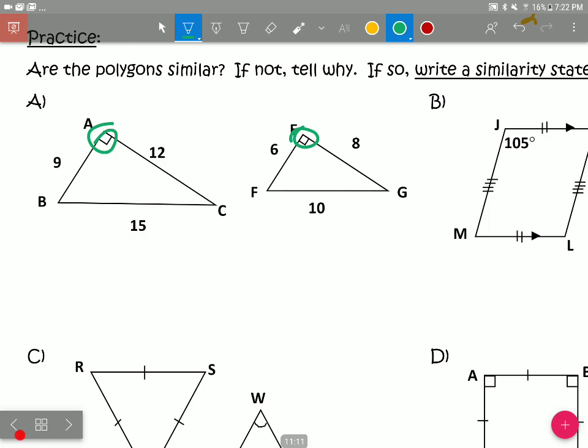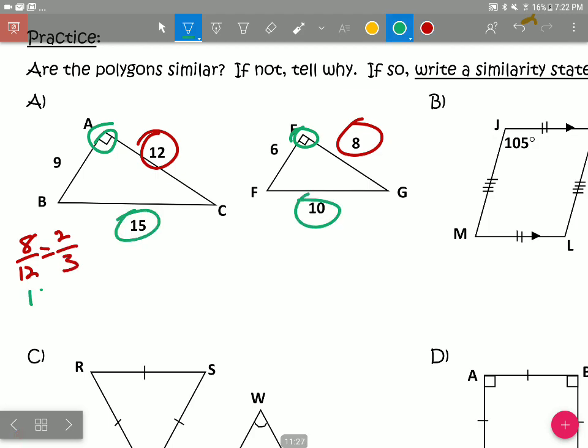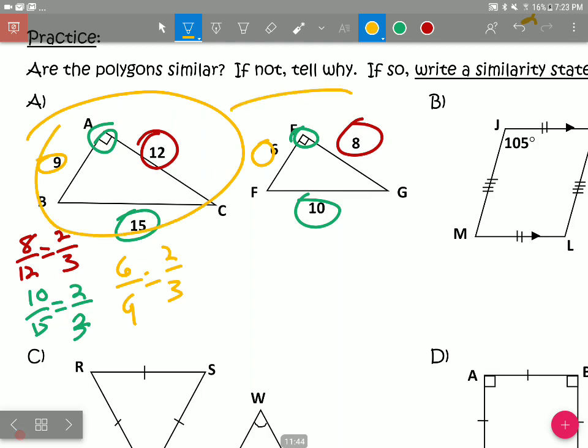So let's just start going from it. Let's do small to big. So I'm going to go 8 divided by 12. That's FG over AC, 8 divided by 12. That's 2/3. Let's do 10 divided by 15. Well, divide them both by 5. That's also 2/3. 6 divided by 9 is also 2/3. Okay, so to go from this triangle to that triangle, we would have to multiply by 2/3.